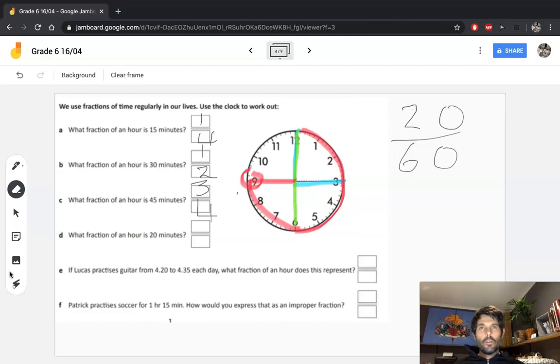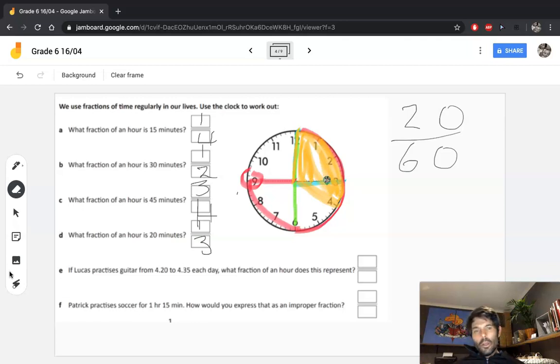The highest common factor of 20 and 60 is 20. So 20 goes into 20 once and into 60 3 times. Okay, and if I went into a different color, there is your 20 there. Okay, so that would be 1/3. That amount there is going to be 1/3 of an hour.